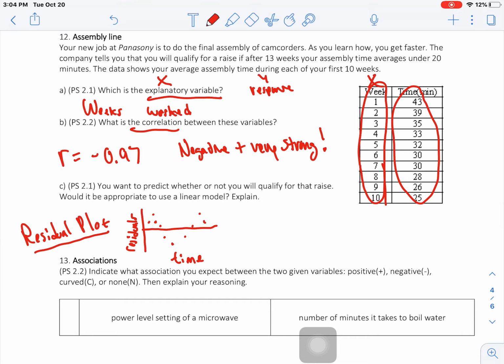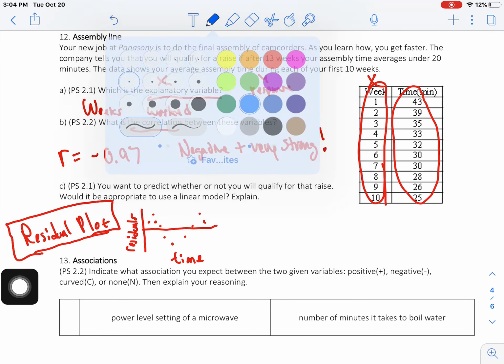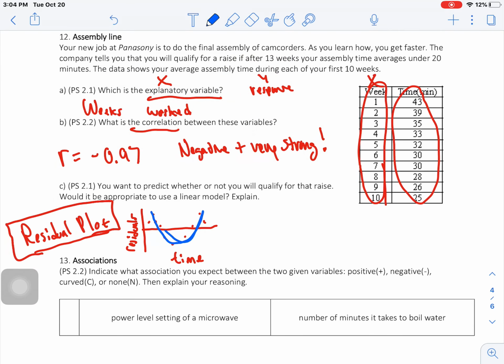All right, and then letter C, it says you want to predict whether or not you qualify for that raise. So you're trying to see, should we actually use the equation that we came up with? In other words, is a linear model appropriate? And remember, in order to see if a linear model is appropriate, we need to examine the residual plot. And I actually gave you the residual plot for this example. In the residual plot right here, you can see that there's not randomness. There's an obvious curved pattern here. So the data over here is actually curved. And even though we have a strong correlation here, the data is actually curved.